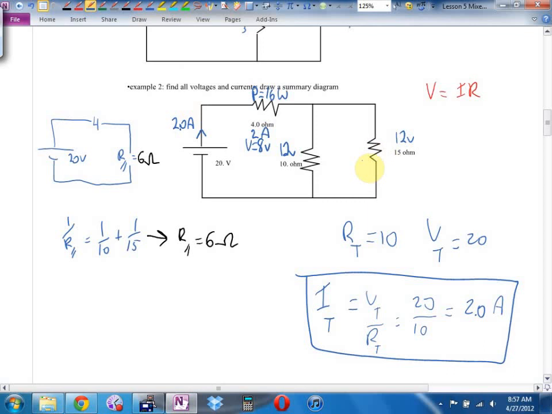I know 3. Find the current in this resistor. Current is V over R. V over R. 12 over 10. 1.2 amps. This better be 0.8 amps. Let's double check. V over R is 12 over 15. Does that work out to 0.8? Oh, great.